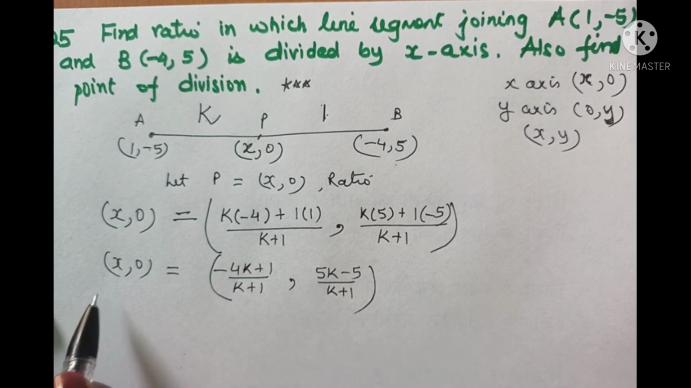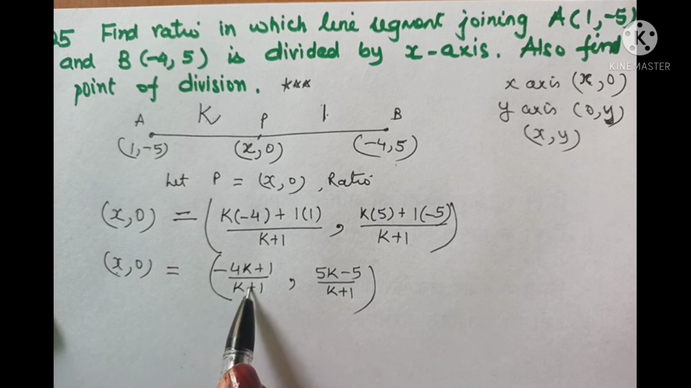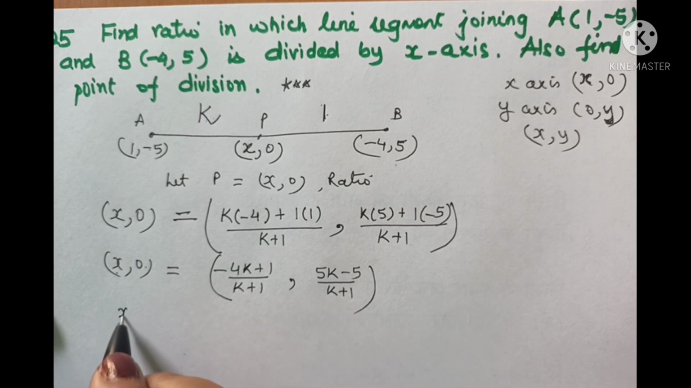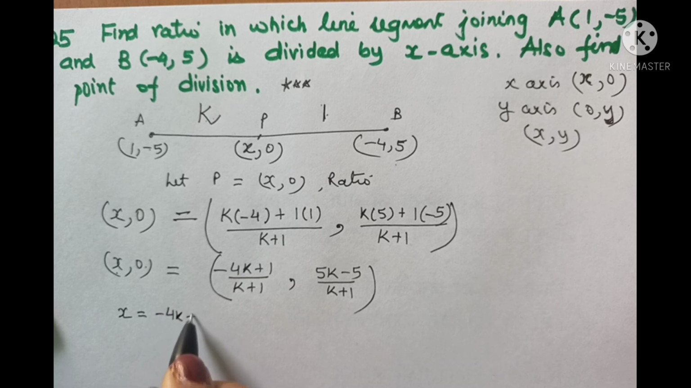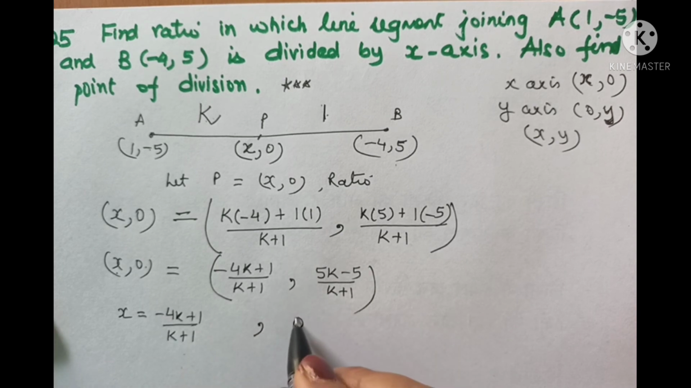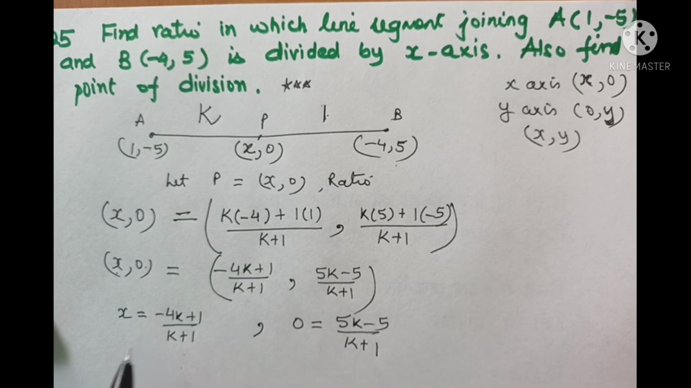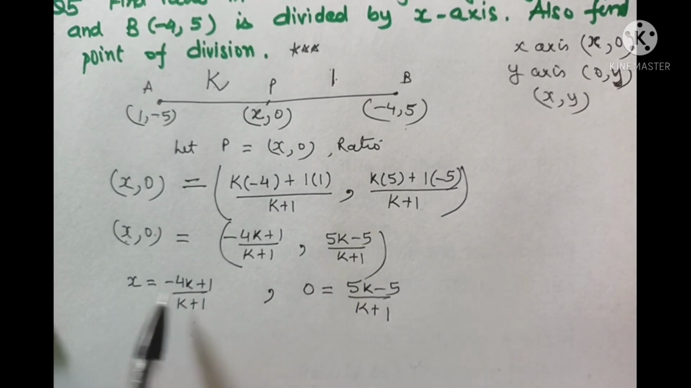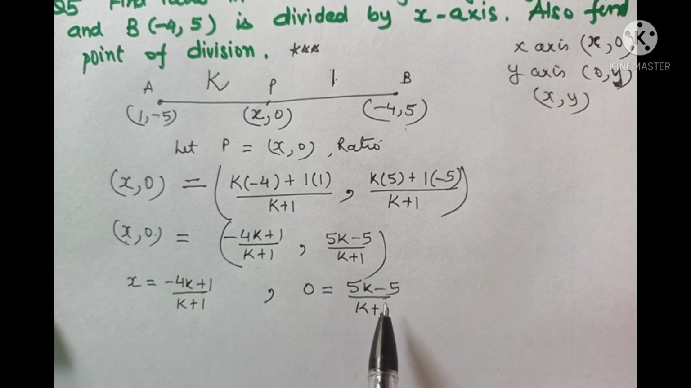Now you can equate either x is equal to this and 0 is equal to this. See, actually we get x is equal to minus 4k plus 1 upon k plus 1, क्योंकि जब दो पॉइंट्स इक्वल होते हैं तो उनके x कोऑर्डिनेट आपस में इक्वल होते हैं, y कोऑर्डिनेट आपस में इक्वल होते हैं. And 0 is equal to 5k minus 5 upon k plus 1. अब क्लियरली यहाँ से तो आपको k की वैल्यू मिलेगी नहीं क्योंकि इसमें तो दो वेरिएबल हो गए. हमें इसे सॉल्व करना पड़ेगा k की वैल्यू के लिए. So I get, cross multiplying, 0 is equal to 5k minus 5 and 5k is equal to 5. I get the value of k as 1.